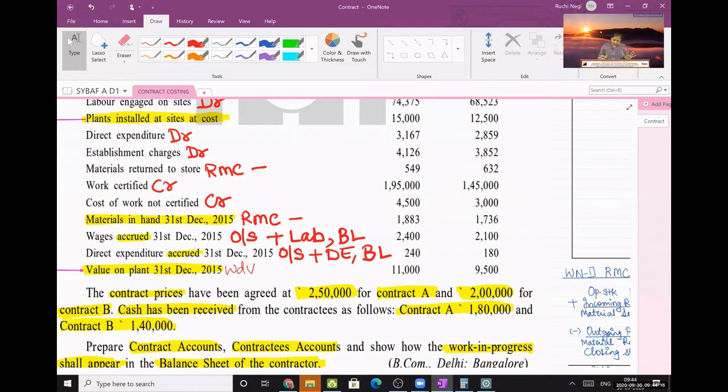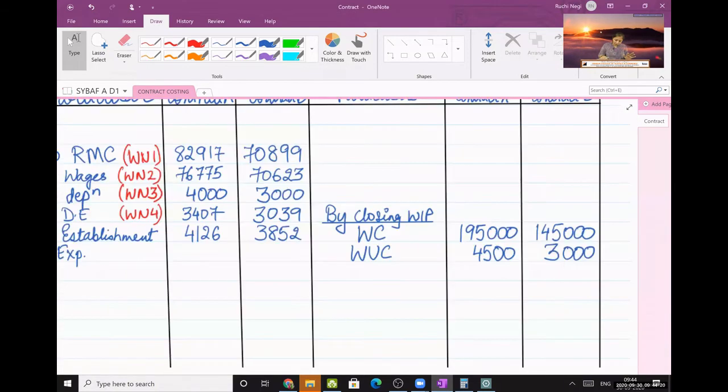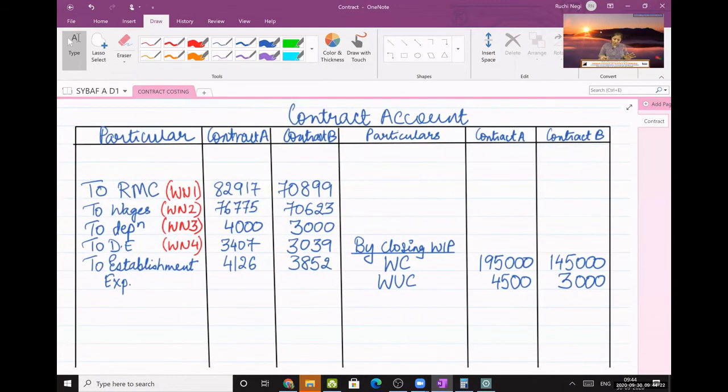Till here it is clear to everyone. The contract account is clear to everyone till here. Acknowledge it in the chat box. Okay, yeah, thanks Rithi, Samitha, Aditi, okay, Kandini, Smita, Priya, Manushi.